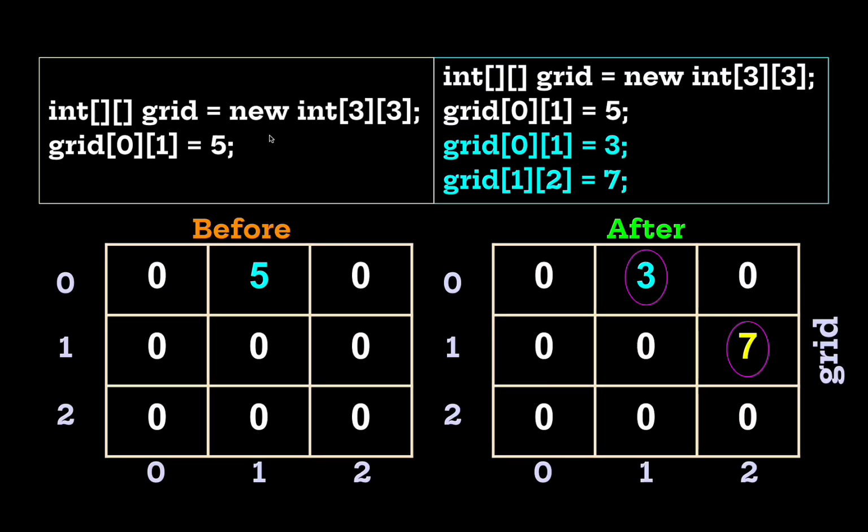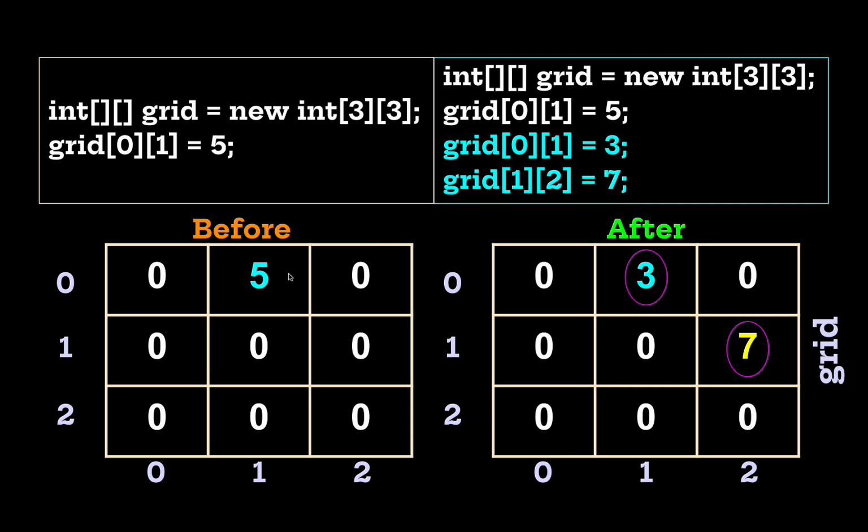So now let's look at this program. This is what it was before. When we run this program, this is what we would get. Now we're adding 2 lines to it. We're now saying grid 0 1 equal to 3. Notice that before we said grid 0 1 equal to 5. Now we're saying grid 0 1 equal to 3, and grid 1 2 equal to 7.